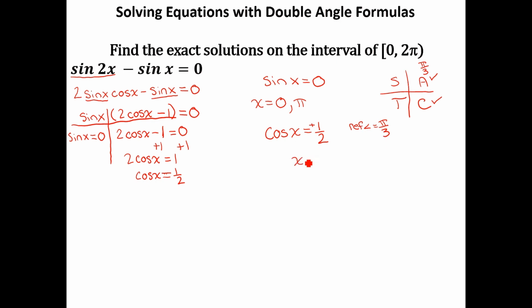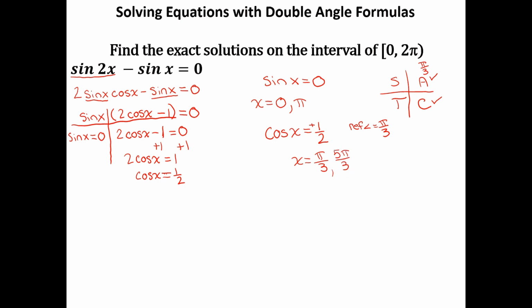So therefore, x is going to be equal to pi over 3. And that would give us our answer in quadrant 1. In quadrant 4, the angle that has a reference angle of pi over 3 would be 5 pi over 3.